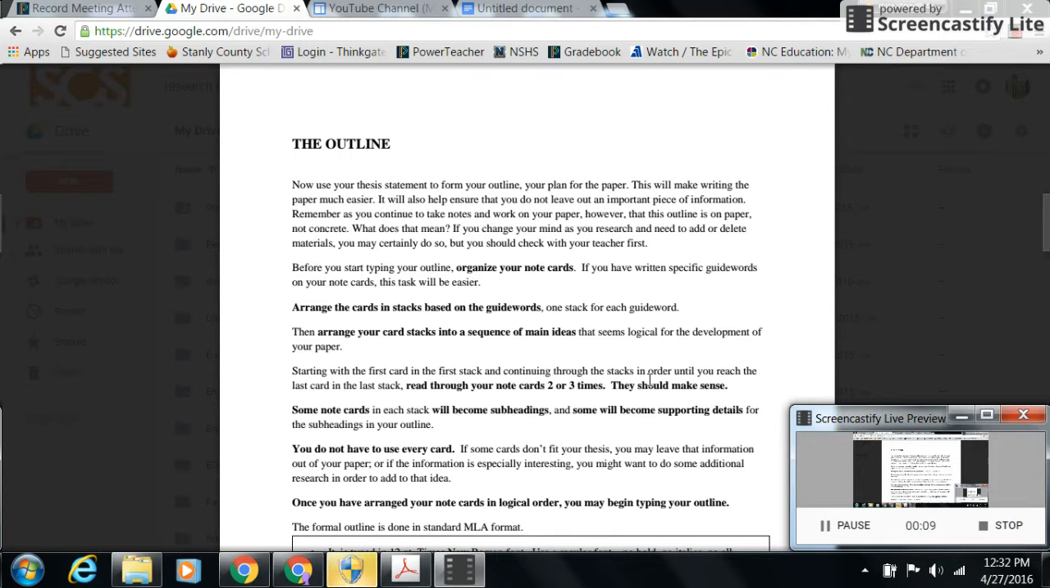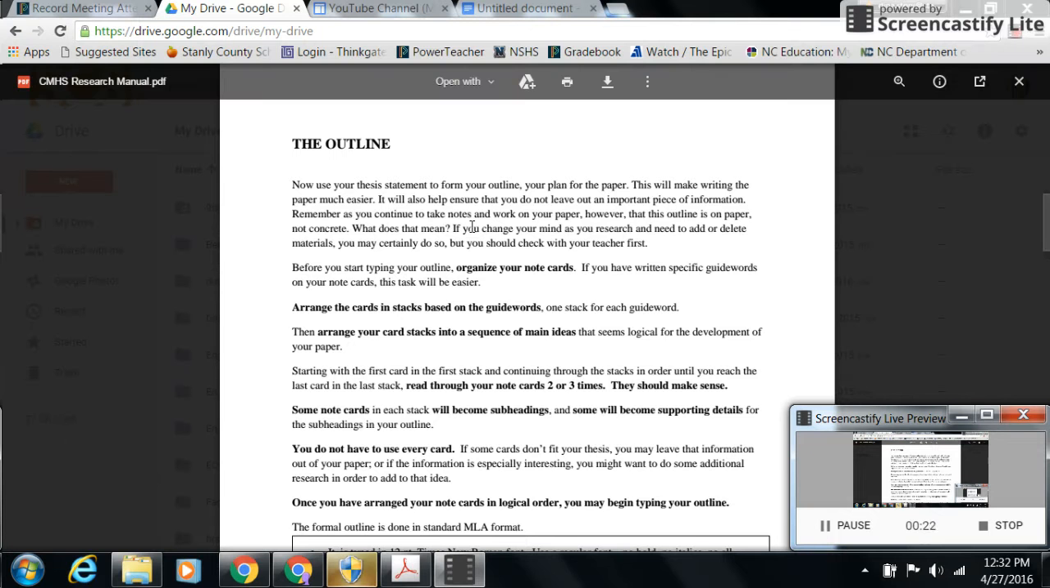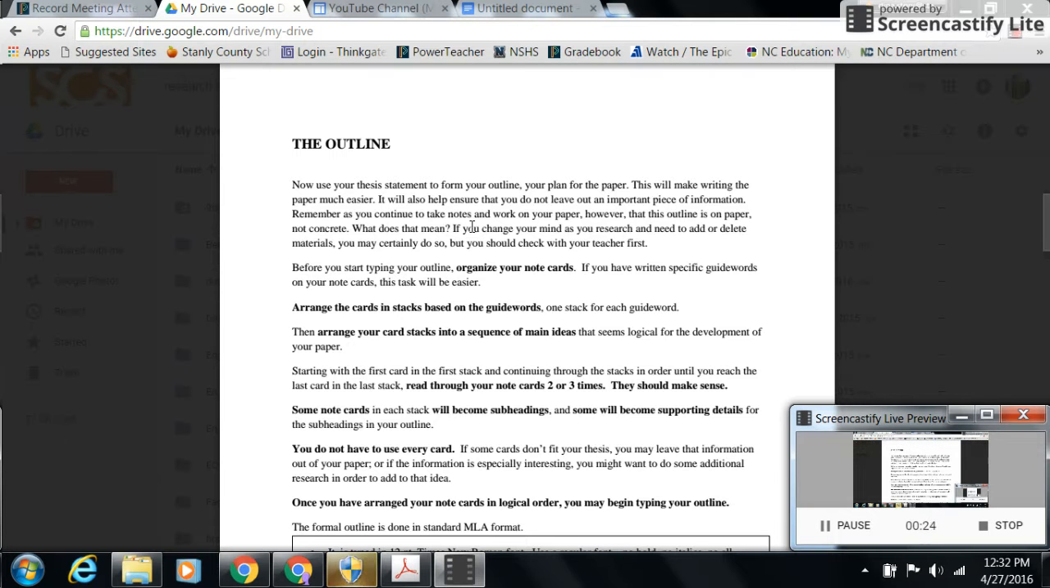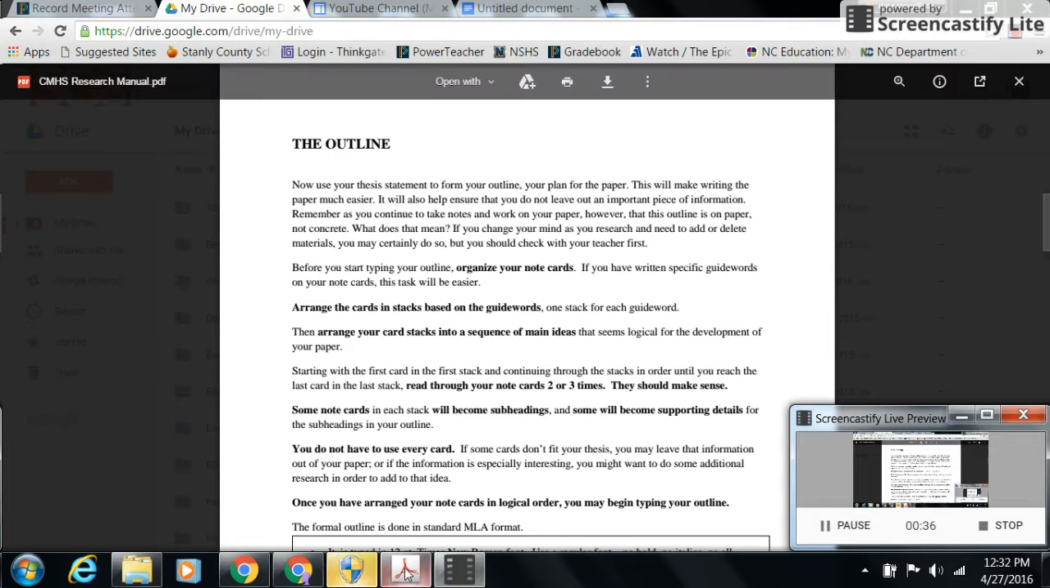So, if you turn to page 16 in your research manual, this tells you how to create the outline, and it's going to talk about the thesis statement and that type of thing. I don't want you to worry about the thesis statement right now. What the most important information is right now is getting your cards organized in such a way that you can create your outline. So in order to do that, I want to show you a couple of things here.